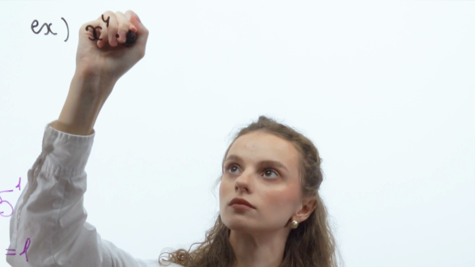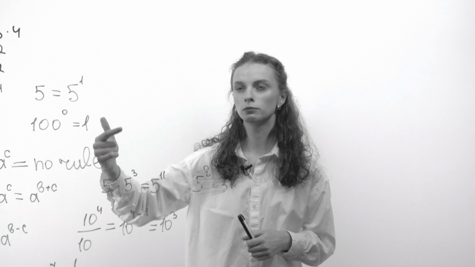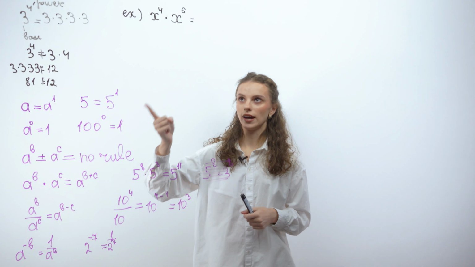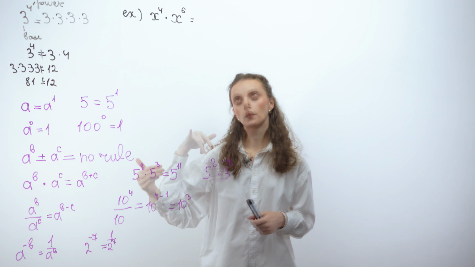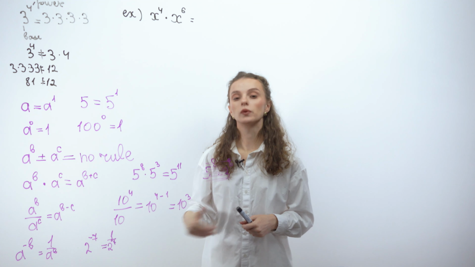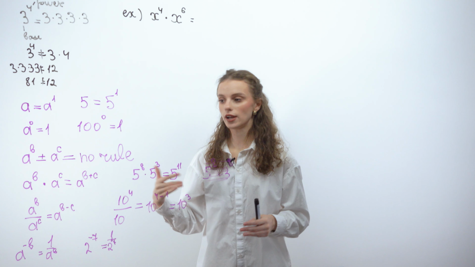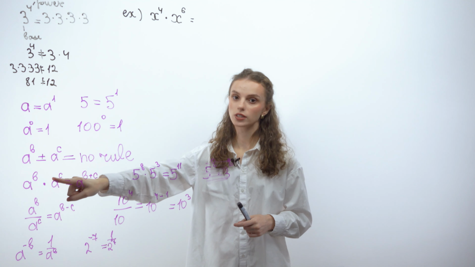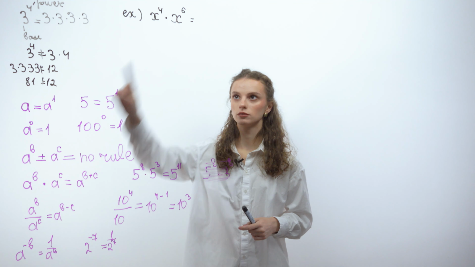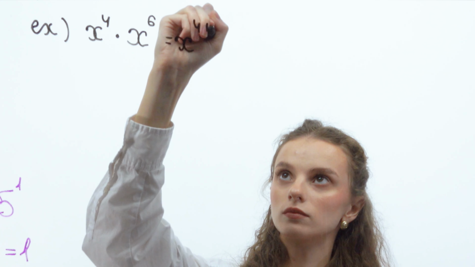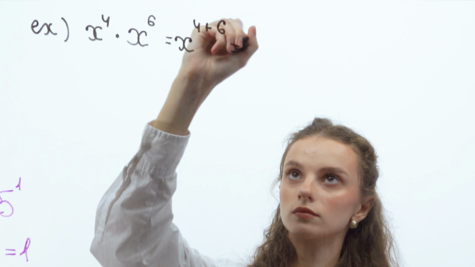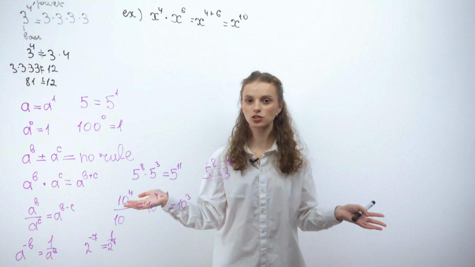In this example, we have x to the 4th power multiplied by x to the 6th power. When we multiply exponents with the same base, what is going to happen? Look at the rules. Powers are going to be added because the base is the same. And when I add my powers, I am left with x to the 10th power. Let's just do a few more.